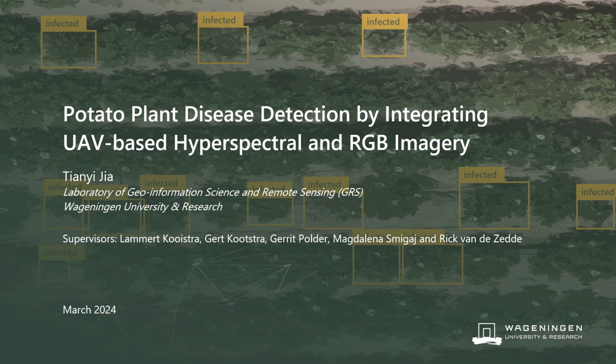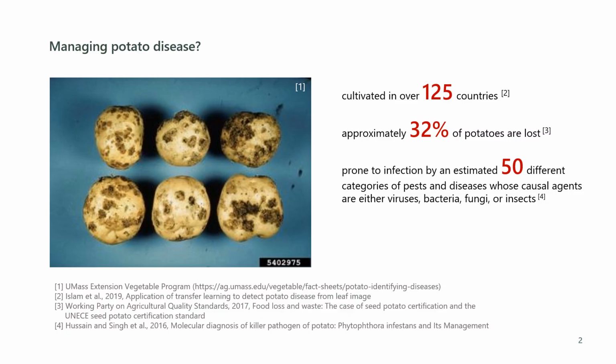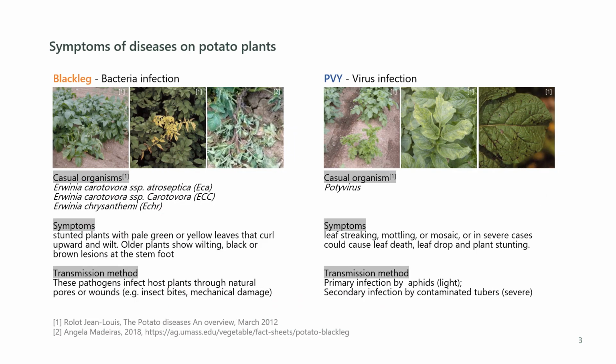Today, I will share my work on potato plant disease detection by integrating UAV-based hyperspectral and RGB imagery. Potato is a major crop worldwide, but potato growers face significant challenges due to high pest and pathogen pressure, which can lead to an estimated 32% yield loss. Monitoring disease occurrence is essential for timely interventions that mitigate economic losses and enhance potato quality. Among these threats, black leg disease and potato virus Y are particularly damaging.